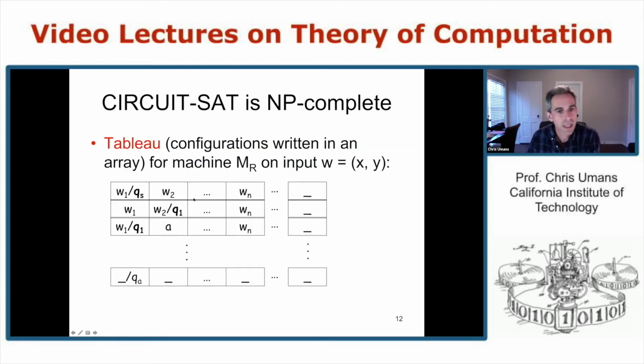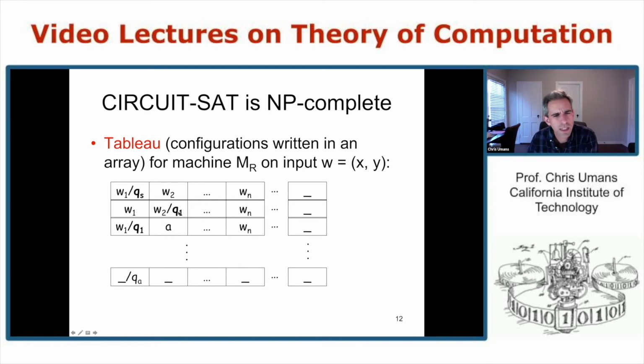So that is the input, and in the Tableau, we start out with the contents of the tape being the input, W1 through Wn, if it has n characters, and we're in the start state of the Turing machine, which is what this Q sub S means. That's the entire contents of the tape, and we just pad it out with blanks as far as we need. And then maybe in the next step of the Turing machine, it moves to state Q1 and moves its head over here.